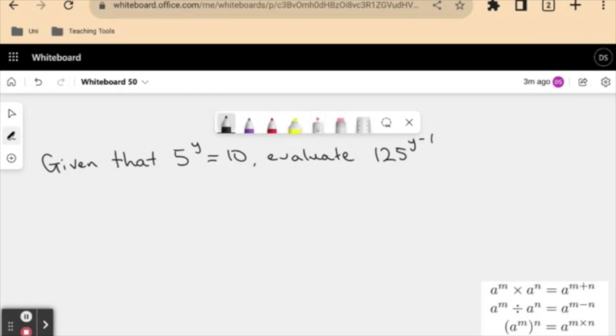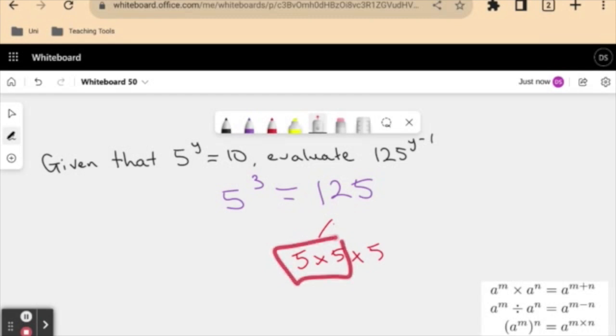Well, 5 to the power of 3 is 125. So 125 can be composed of 5 times 5 times 5. 5 times 5 gives us 25, and 5 lots of 25 gives us 125. So with just this initial link, it opens the doors wide up for us in terms of answering this question.